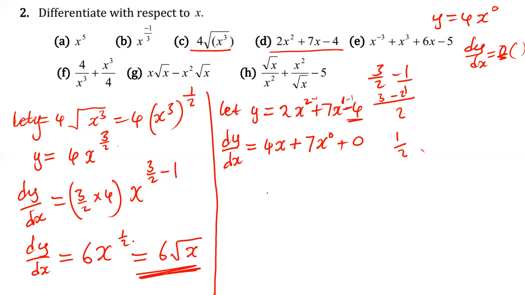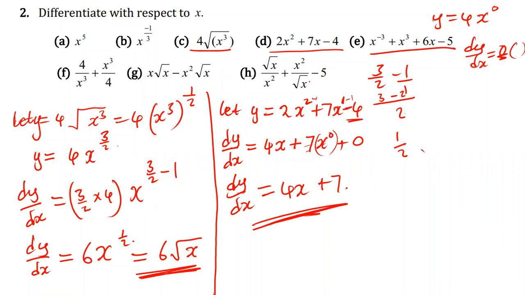Okay, so this can be simplified. dy dx is equal to 4x, and then x to the power 0, this part will give us 1. 1 times 7 will just give us 7. So this is exactly how you're supposed to solve this. Okay, so let's quickly move on to this one.